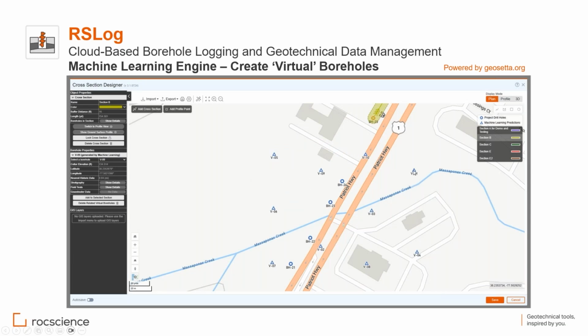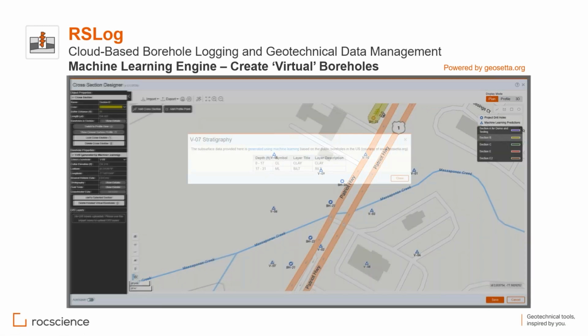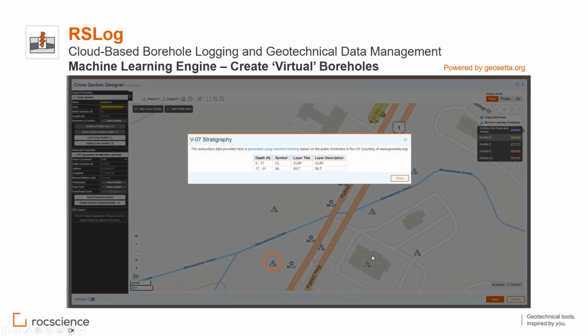You see in this example, the triangular symbols from V1 to V10. These are virtual boreholes that are added to your project area. And if you select one of them here on the left, you will be able to see the estimated stratigraphy in that borehole and estimated SPT data.